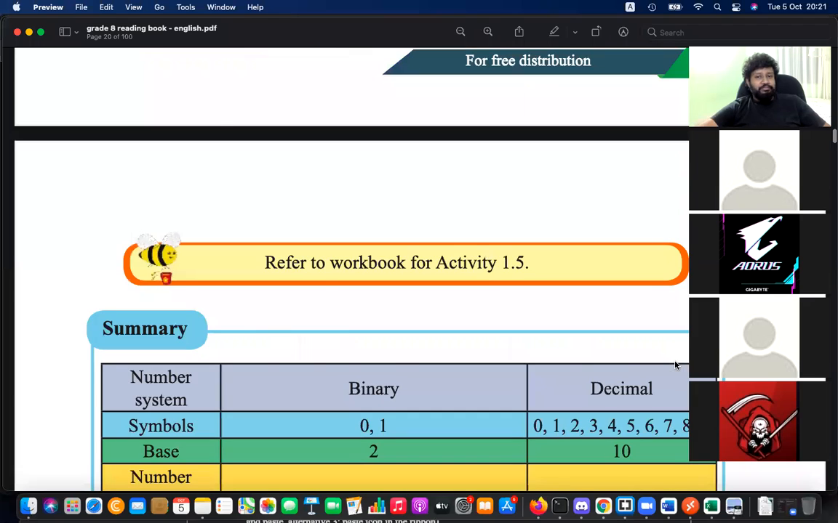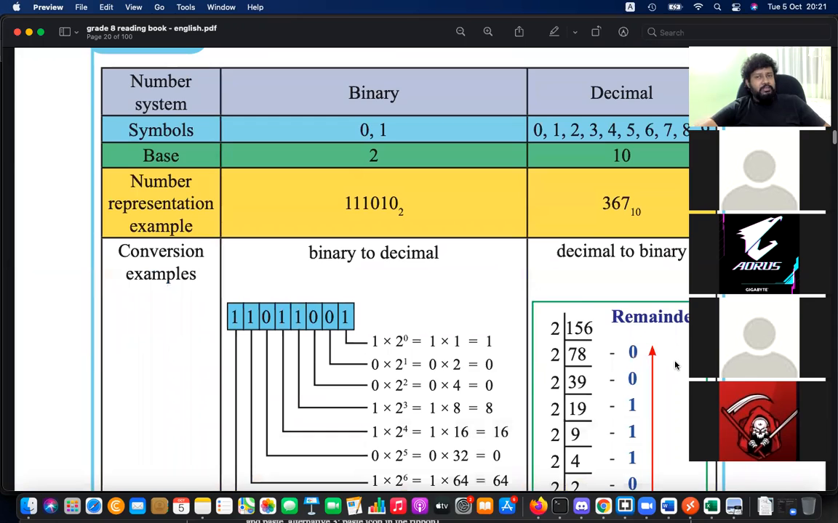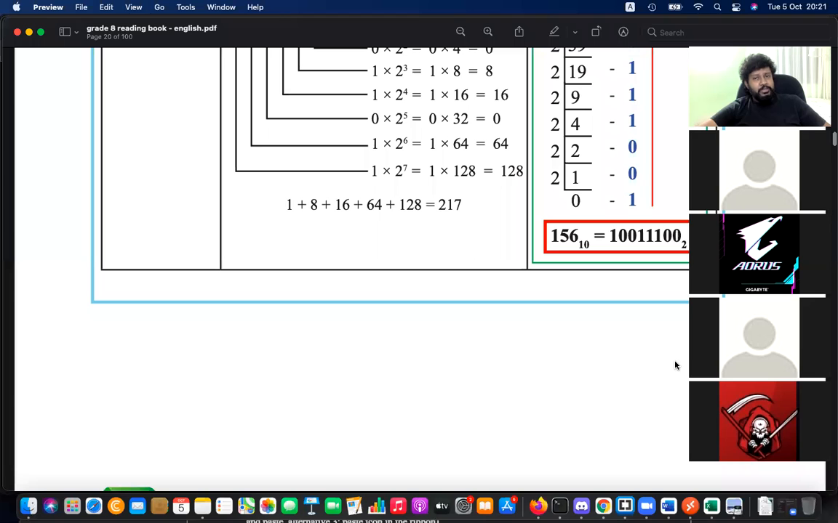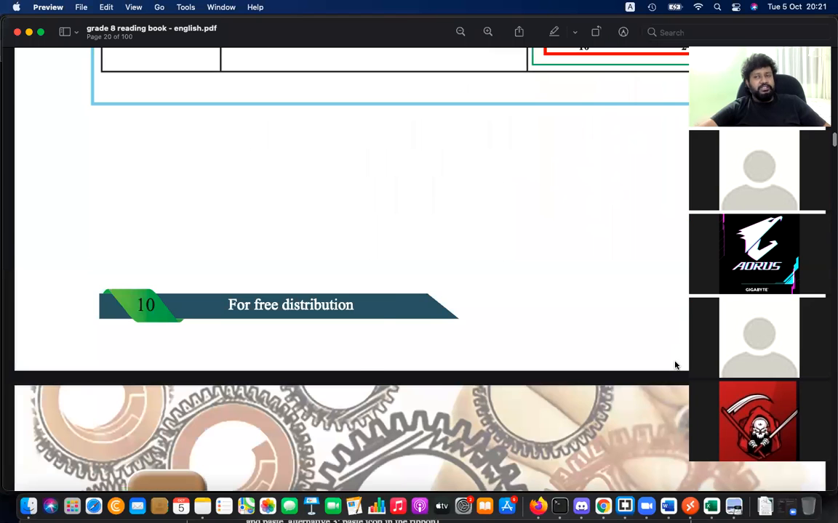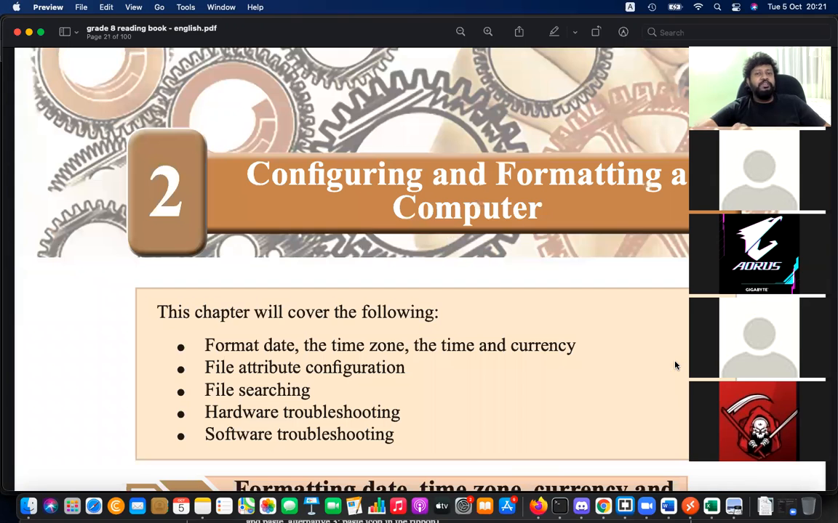Okay, so as a summary, we learned about the number systems, converting numbers, different number systems, converting from binary to decimal and decimal to binary. Next day, we can start chapter number 2 about configuring and formatting a computer.